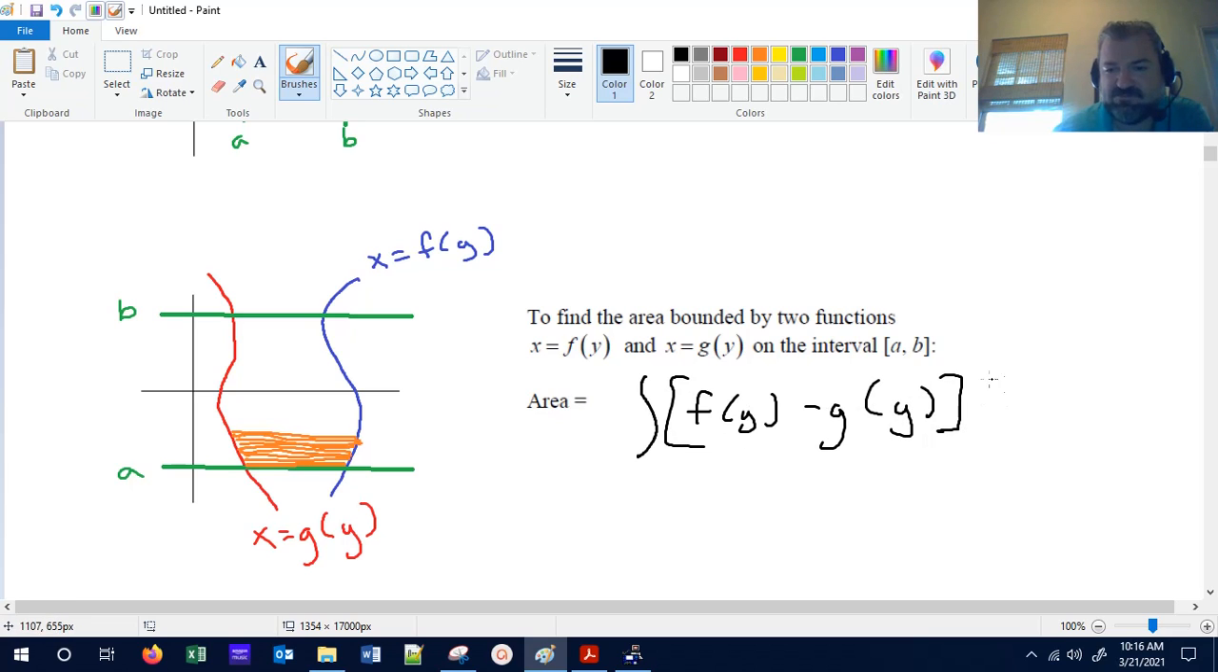And that's going to be in terms of dy. And here, A and B are y coordinates, not x coordinates. Now, the nice thing about this, though, is it doesn't matter if one of these functions has gone to the left of the y-axis and gives a negative integral. It still works out perfectly. This will always give the correct positive area as long as you do the right curve minus the left curve.